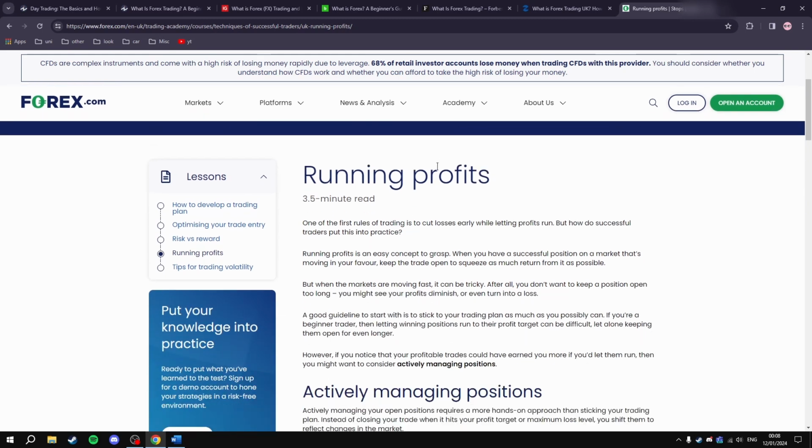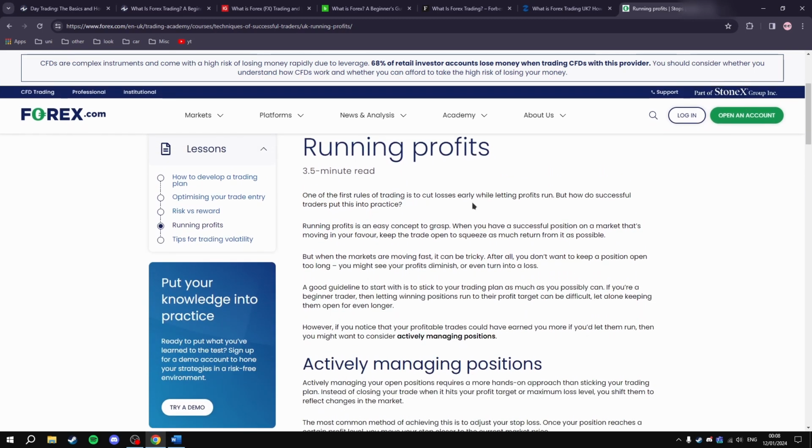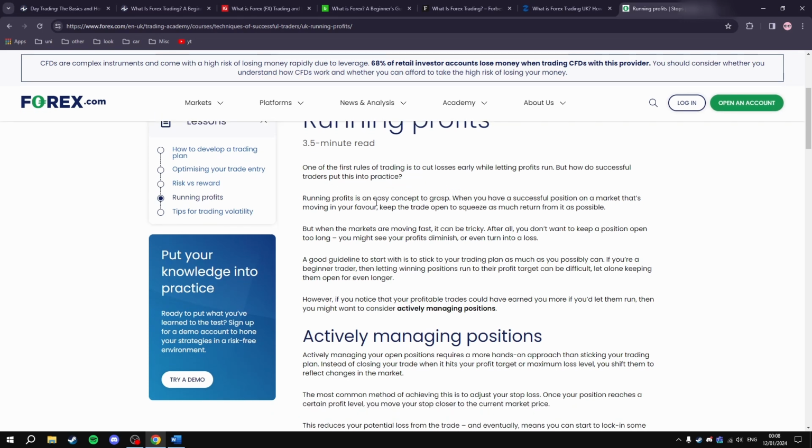Running profits. One of the first rules of trading is to cut losses early while letting profits run. But how do successful traders put this into practice? Running profits is an easy concept to grasp. When you have a successful position on a market that's moving in your favour, keep the trade open to squeeze as much return from it as possible.